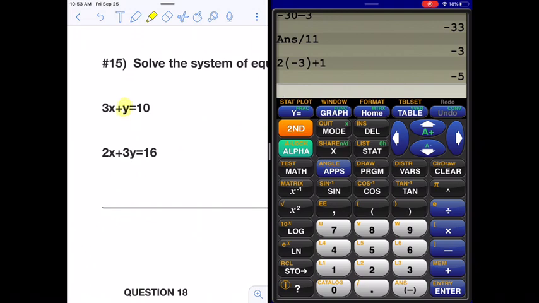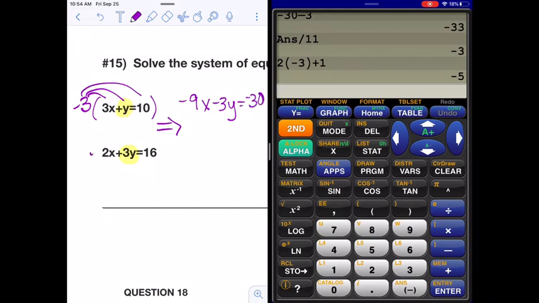But if I look at the y's, that one is 1y and this one is 3y. So I could just multiply the top by -3. It's a little bit less work. Then I would have -3y on the top, +3y on the bottom, and they would cancel. So let's do it that way. -3 times 3x is -9x. -3 times y is -3y, equals -3 times 10, which is -30.